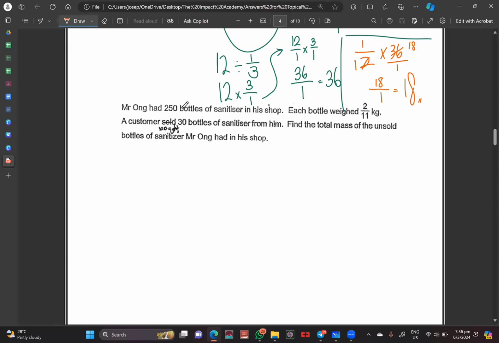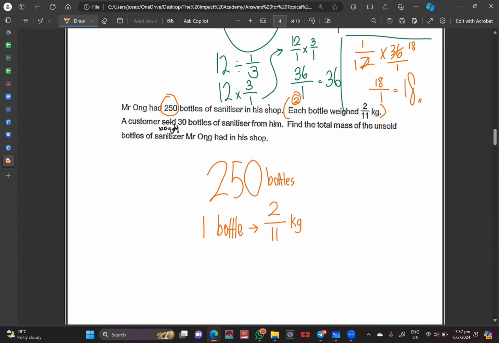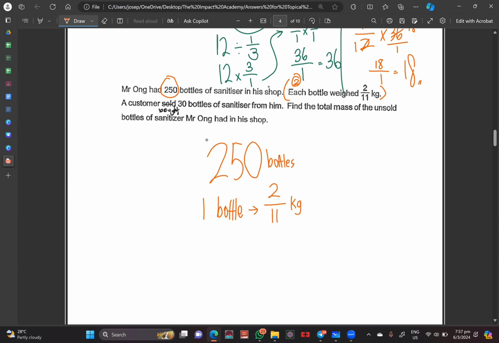Okay. Mr. Ong had how many bottles of sanitizer in his shop? 250. Very good. So the first thing we want to write is 250. Make sense? Keyword, sentence number 2 says each bottle. What is the meaning of each bottle? That means 1 bottle. Agree so far? 1 bottle weighs how much? 2 over 11 kg. So how many bottles does Mr. Ong have? 250. You agree or disagree?